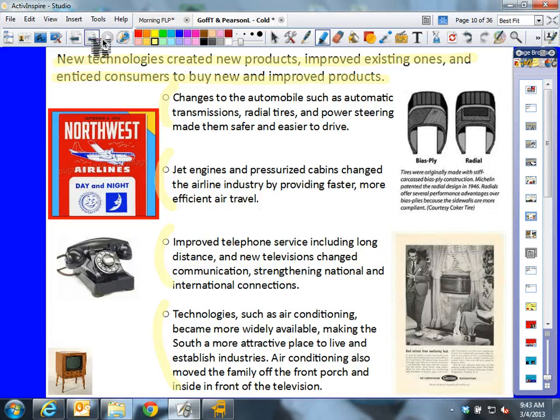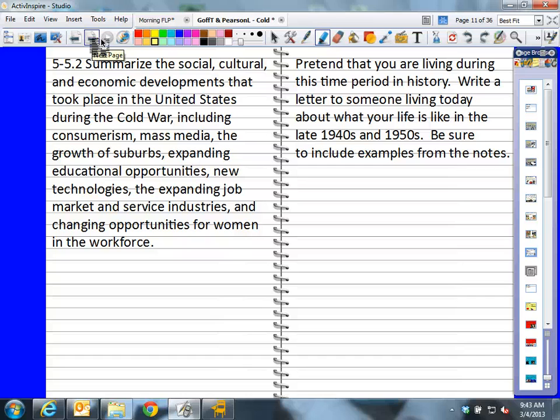So what I want you to do for this one is pretend a little bit that you're living during this time period in history. Write a letter to someone living today about what your life is like in the late 1940s and 1950s. Be sure to include examples from your notes. So think about a letter from the past to the future, explaining what your life would be like with all the changes that had taken place.